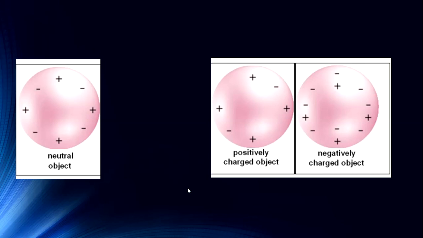Charged objects can also attract neutral objects. This can happen when a charged object nears a neutral object. It pulls one type of charge and pushes away the other. Then the neutral object will act as if it's slightly charged on one side and attract the charged object.